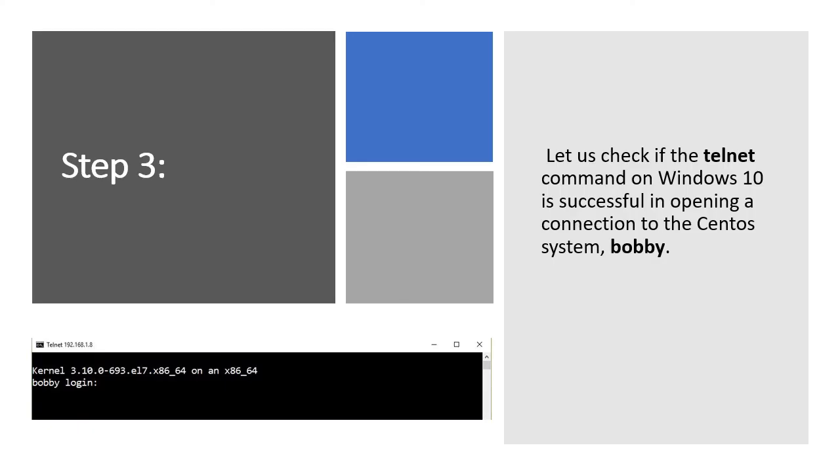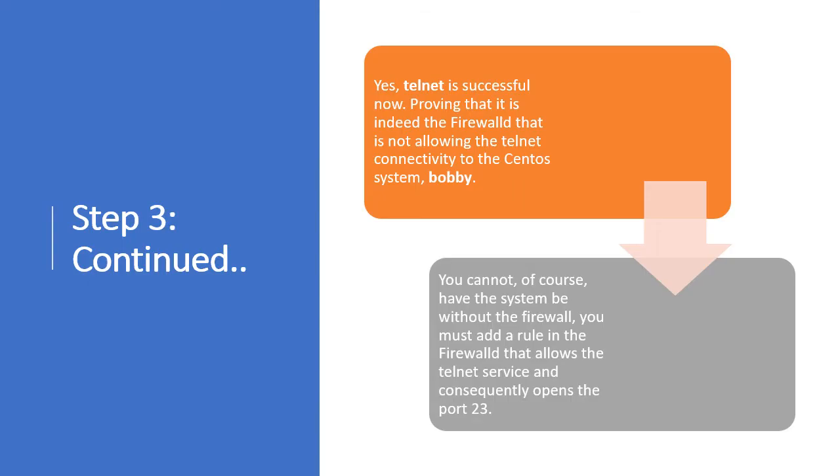Step 3. Let us check if the telnet command on Windows 10 is successful in opening a connection to the CentOS system Bobby. And it is successful because it is showing you the login. Yes, telnet is successful, proving that it is indeed the Firewalld that is the culprit. You cannot, of course, have a system without the firewall. You must add a rule in the Firewalld that allows the telnet service and consequently opens port 23 for communication.